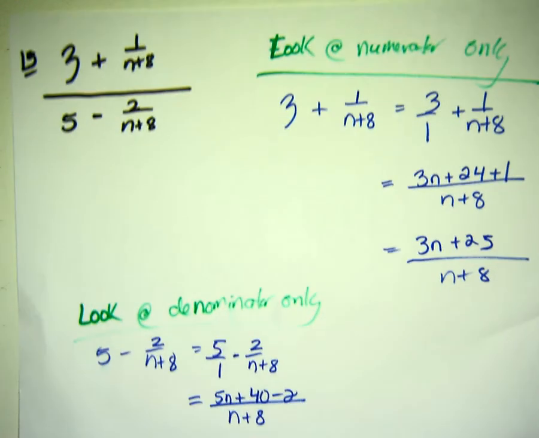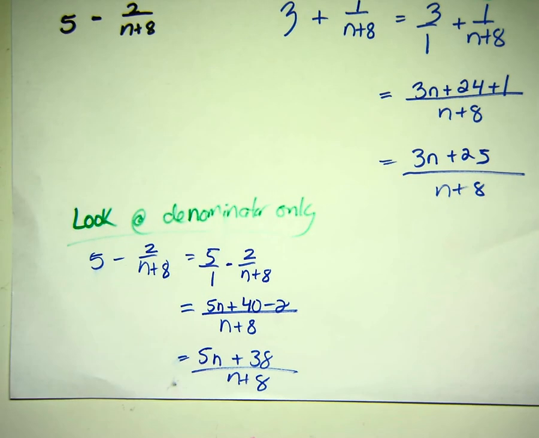Now let's look at the denominator. So we have 5 minus 2 over n plus 8. Make that 5 a fraction as well by putting it over 1. So your denominator is n plus 8. Using your diagonal to multiply, we got 5n plus 40, and then 2 times 1 gives you 2. It's a minus because that's a minus right there. Combine your like terms now, so now you have 5n plus 38 over n plus 8. So you got your numerator and your denominator now. But we're still not done.